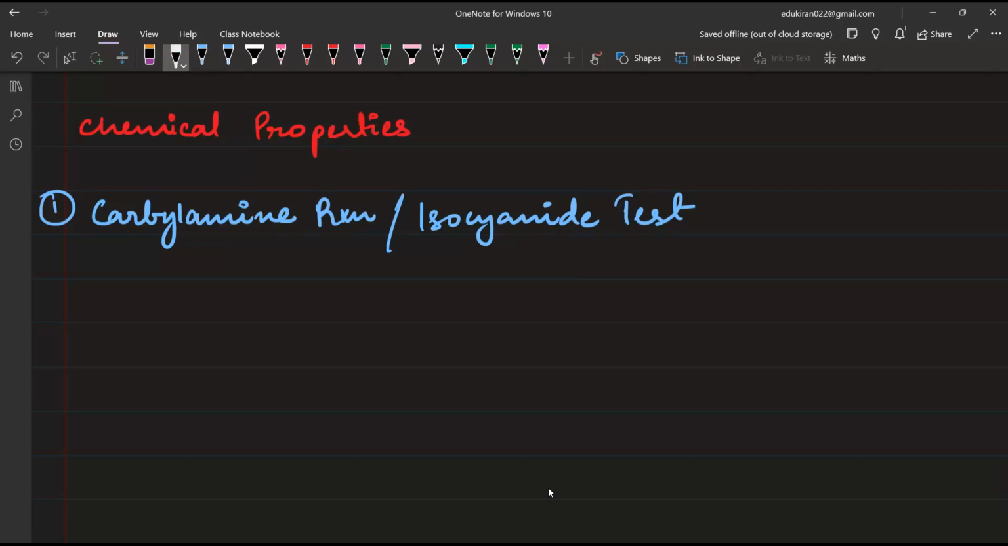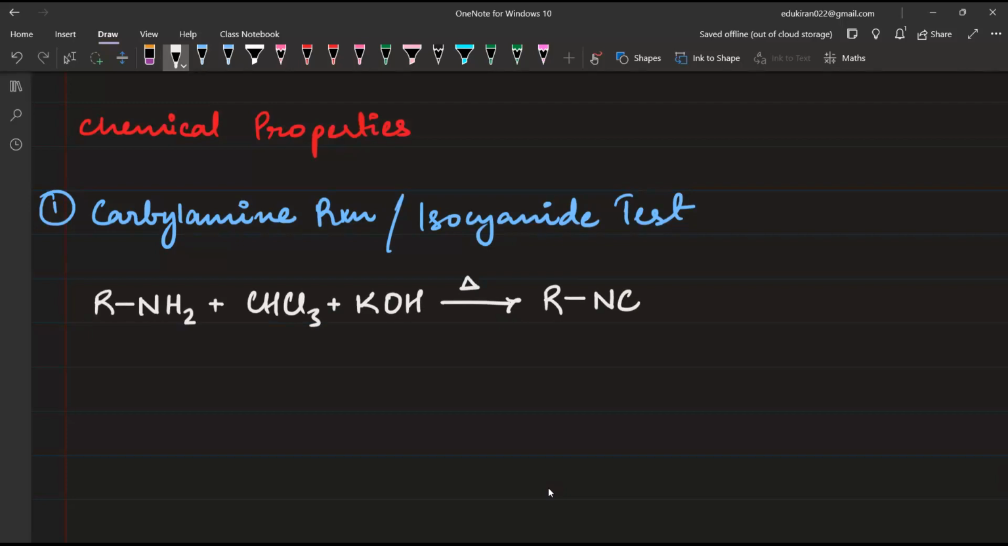Now what happens in this reaction? We start with RNH2. You react this with CHCl3, that is chloroform, in the presence of aqueous KOH and a bit of heat. This leads to the formation of alkyl isocyanide, RNC, plus KCl and H2O. Now this alkyl isocyanide has a very foul smell, and that is why this can be used for the detection of primary amine.